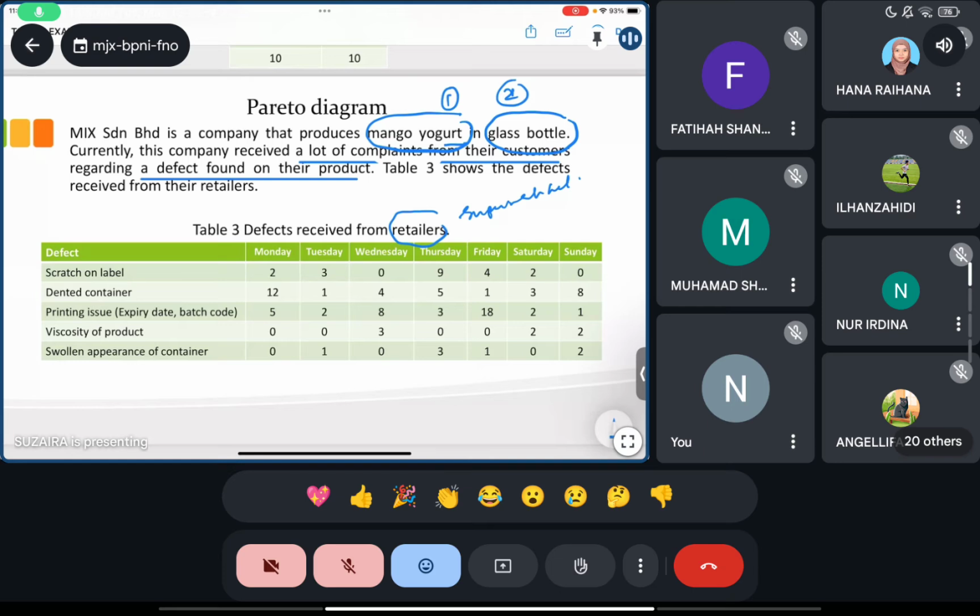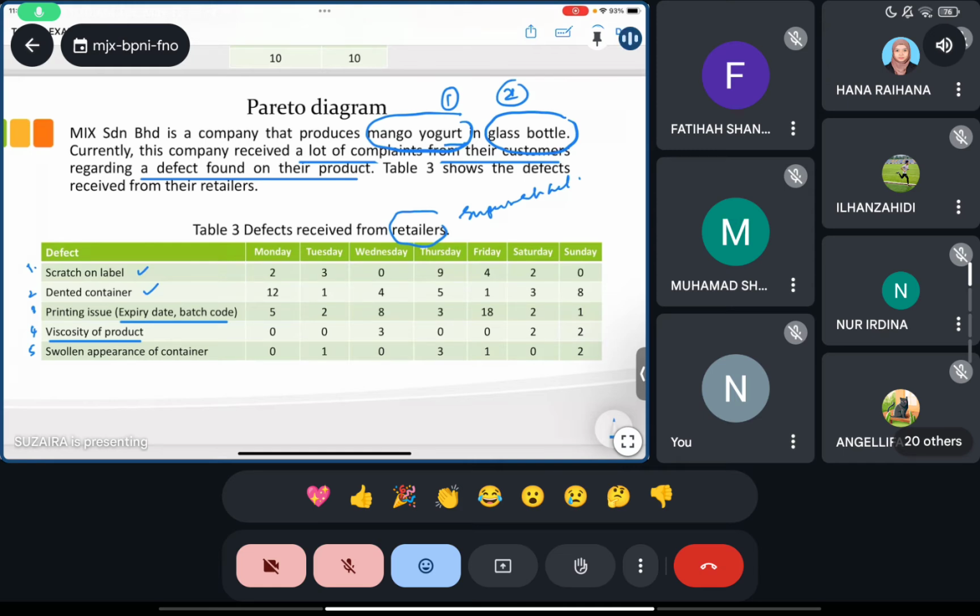Okay, so we have the scratch on label as the defect. And then we have a dented container, number 1, number 2, number 3, number 4, number 5. So we have 5 defects, like printing issue related to the expiry date and also the batch code. We also have the viscosity of the product. Customer probably complain about the viscosity. And also the last one is the swollen appearance of the container.